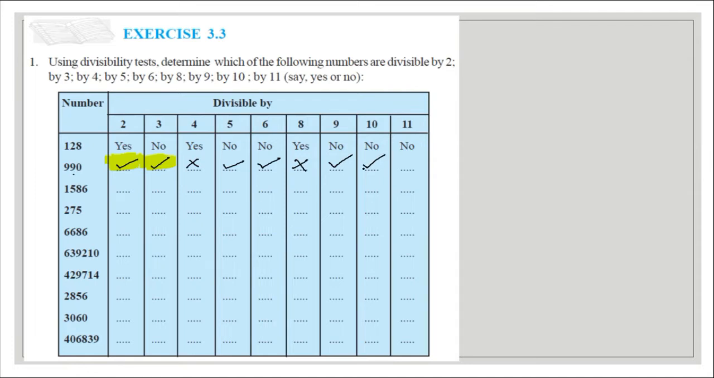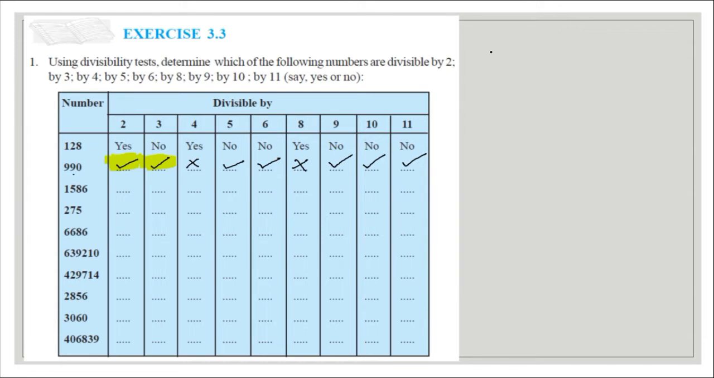Is 990 divisible by 11? We have to add the digits at odd places and the even places and find their difference. Here, the odd places is 9 plus 0. We get the sum as 9. Even places is also 9. Their difference is 0. So whenever the difference is 0 or a multiple of 11, the given number is divisible by 11. Therefore, it is divisible by 11. Like this, we have to do it for all these numbers.